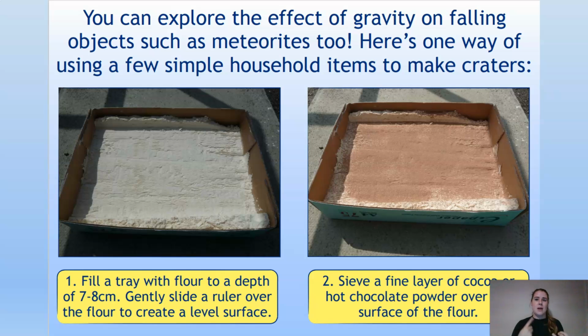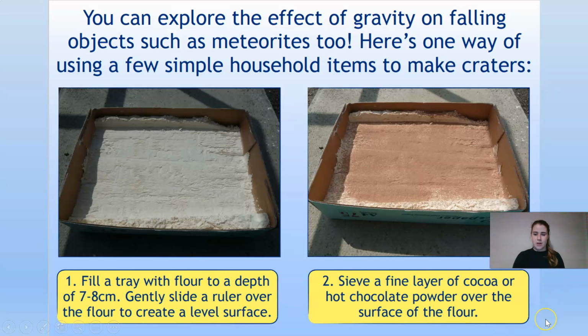This is where you need your flour and your cocoa powder. So I filled up a tray here, okay, of flour at a depth of about 7 to 8 centimetres. So it's completely covered, okay. And I used a spatula or a ruler, something that you've got flat, just to measure it out, okay. Now on the top of it, I put a very fine sprinkle of cocoa powder, okay. So it's almost like another layer on the top.